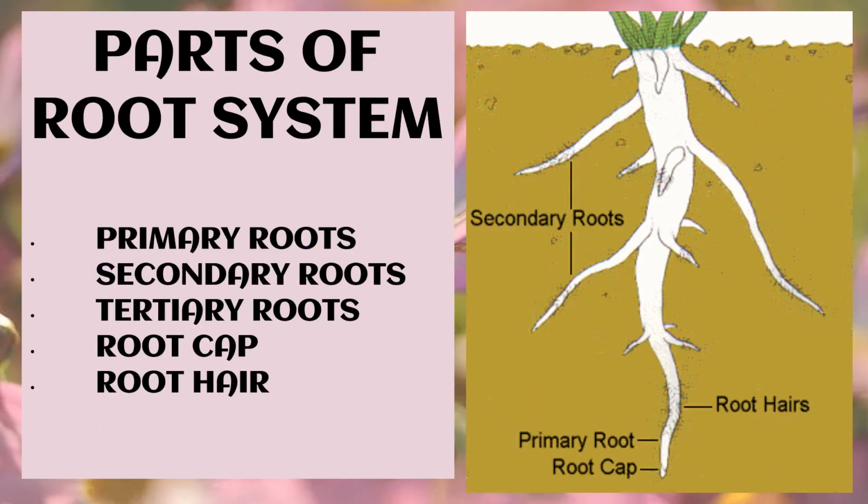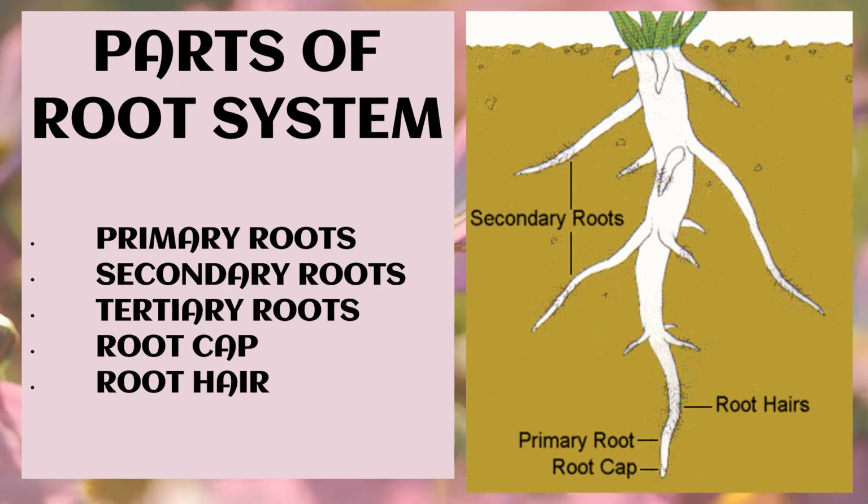The following figure shows the parts of the root system. Primary root. It is the main root which develops from the radicle. It is thick and cylindrical, and it grows deep into the soil. Primary root is found in dicot plants only, and students, in monocot plants, the primary root disappears very soon and new roots develop from the base of the stem.